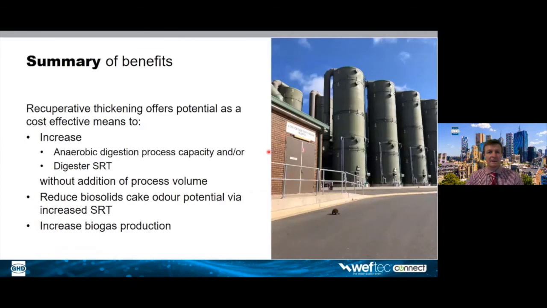So just in summary, there's a number of benefits that recuperative thickening can provide. Essentially, it offers the potential to be a very cost-effective way of increasing either the digestion process capacity, so the solids load that can be applied to the process, and or the SRT at which the process can be operated. This can be achieved without construction of new process units, or new process volume.